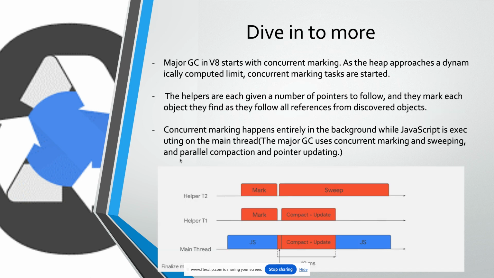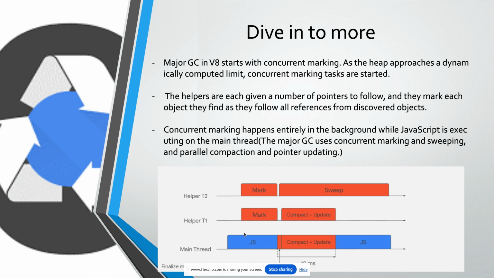So let's dive in more. There's a lot of words, so I'm going to read it to you a little. Major GC in V8 starts with concurrent marking. As the heap approaches dynamically computed limits, the concurrent marking tasks are started. Which means if there are a lot of objects and the heap limit is hit, GC happens and the concurrent marking tasks start.